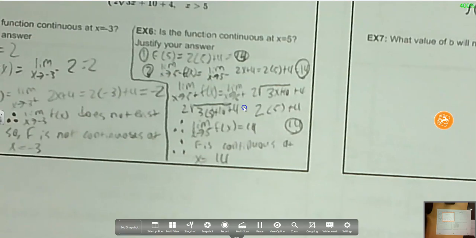Limit from the left showed that he was using 2x plus 4. That's that step I'd kind of like to see. Also showed that he plugged it in and then got 14. I like that. From the right, showed that you're using this one, plugged it in. It gets a little messy here, but he is trying to squeeze it in. Gets a 14 here. So he says that the limit is 14, and then concludes that it is continuous.